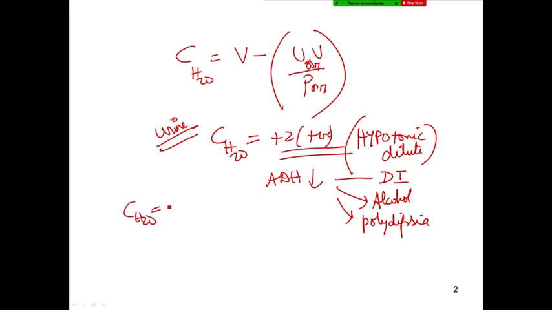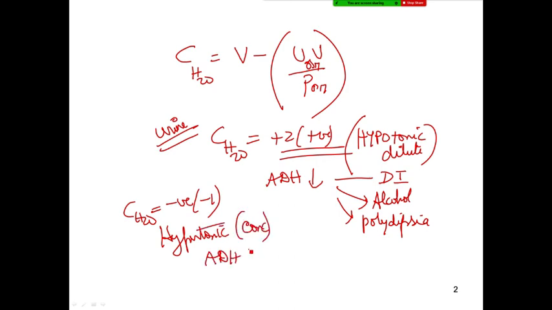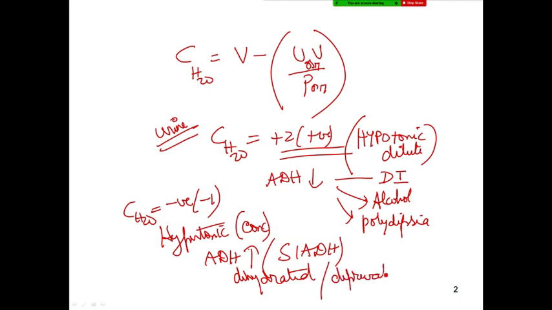If free water clearance is negative, say -1, you have a deficit of water. So urine is hypertonic, which is concentrated. So what happened to ADH? You're retaining water, so ADH has increased. Disease would be SIADH. And when do you pass concentrated urine? When we are dehydrated or deprived. Water deprivation.